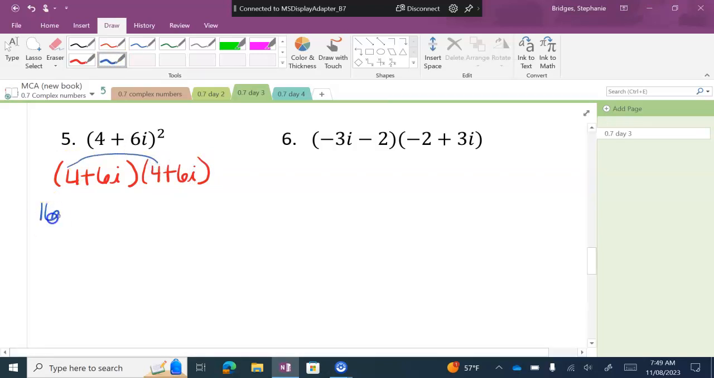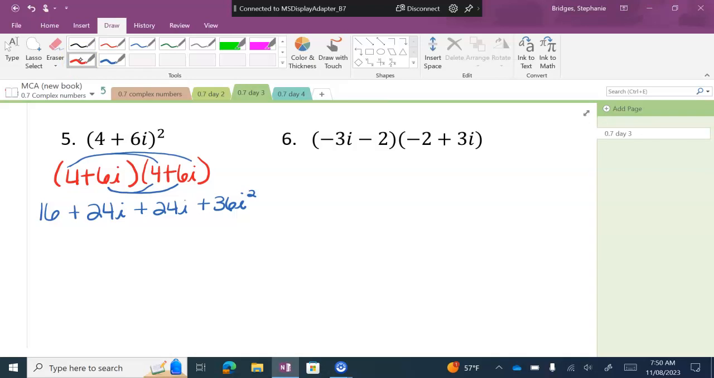First 2 terms gives me 16. Outside terms gives me a positive 24i. Inside terms also gives me a positive 24i. And the 2 last terms gives me a positive 36i squared. And again, before I can simplify, I have to get rid of that i squared. I cannot ever leave that in an answer.